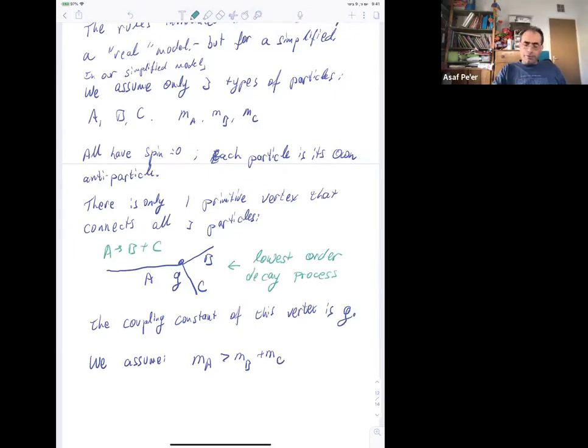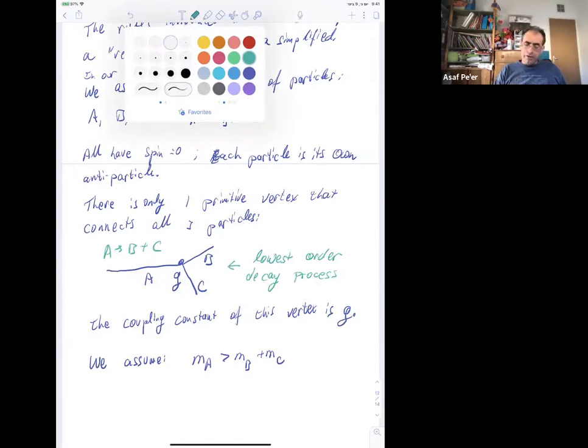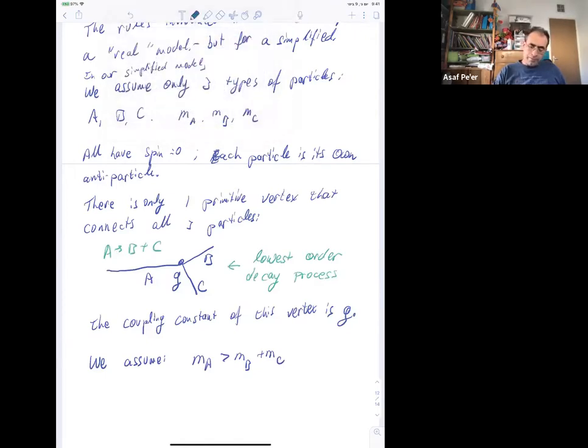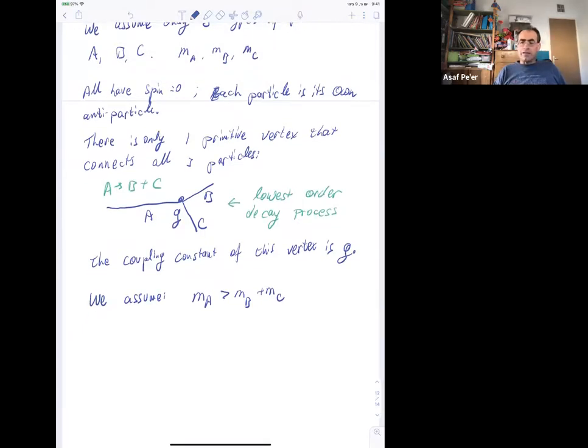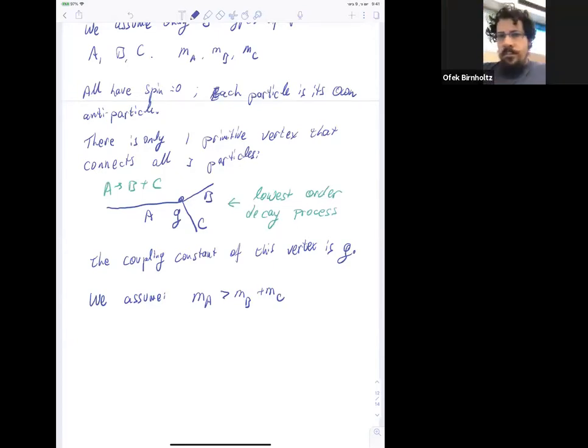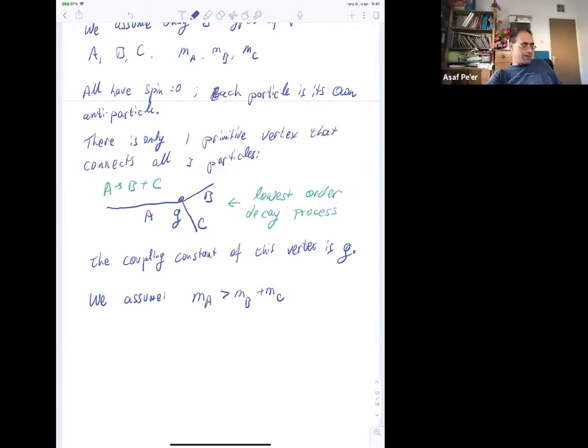Now, of course, this is not the only option. Let's draw a few other options for the decay process. This is the first order diagram, so this is the leading order. What will be the order of the next order diagrams? What will be the order? This is order one because we have one vertex. What will be the next order?